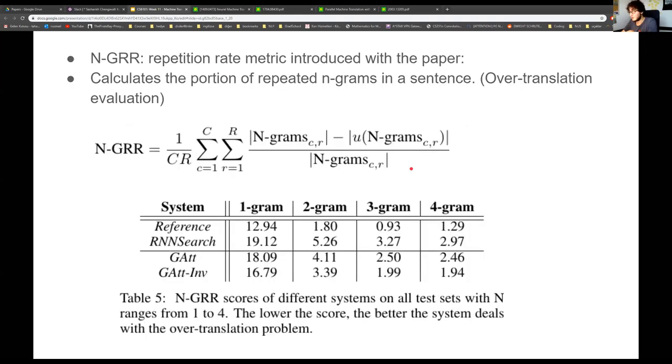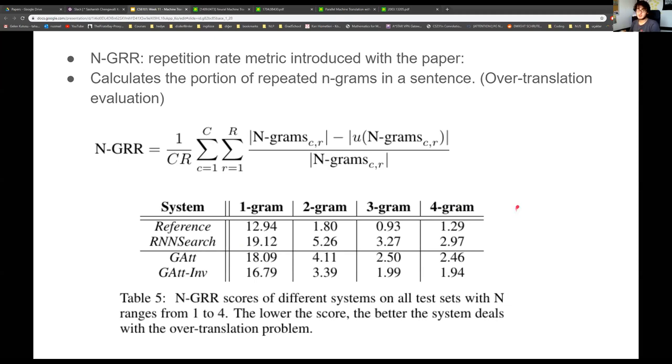In order to evaluate how well it does in terms of their aim, the over-translation problem, they introduce a new metric called the repetition rate, N-gram RR. It just calculates the proportion of repeated n-grams in a target translated sentence. They show that the n-gram repetition does go down from the RNN search, the vanilla attention mechanism, to their newly introduced model. The difference is not quite a lot, but it goes down. So I guess they achieved what they were aiming for.